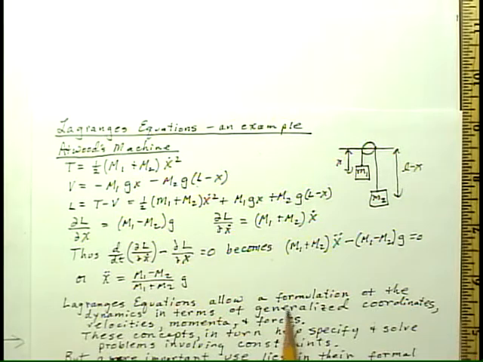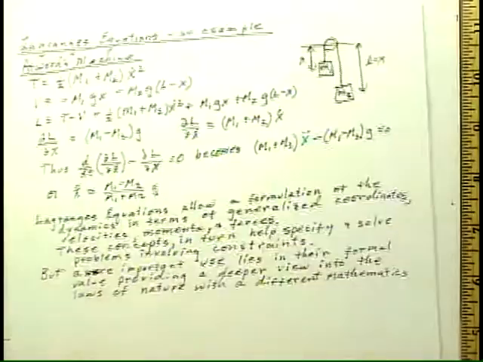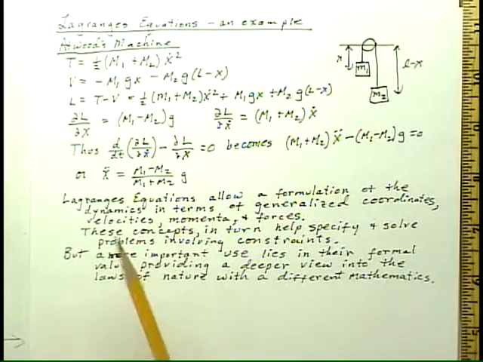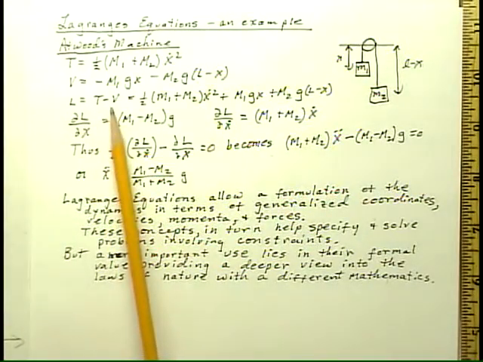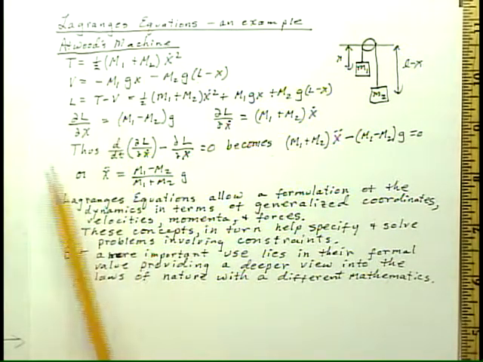Lagrange's equations allow a formulation of the dynamics in terms of generalized coordinates, velocity, momenta, and forces. These concepts, in turn, help specify and solve problems involving constraints, and that's the primary use of Lagrange's equations. But more important here underlies their formal value in providing a deeper view into the laws of nature, along with a different form of mathematics. The Lagrangian, as we'll see later, is very important in alternative forms of mathematics, as well as systems that have conservative forces, generalized coordinates, and constraints.